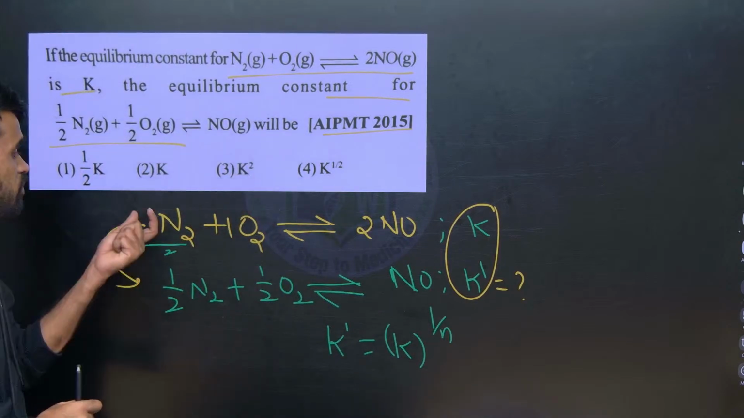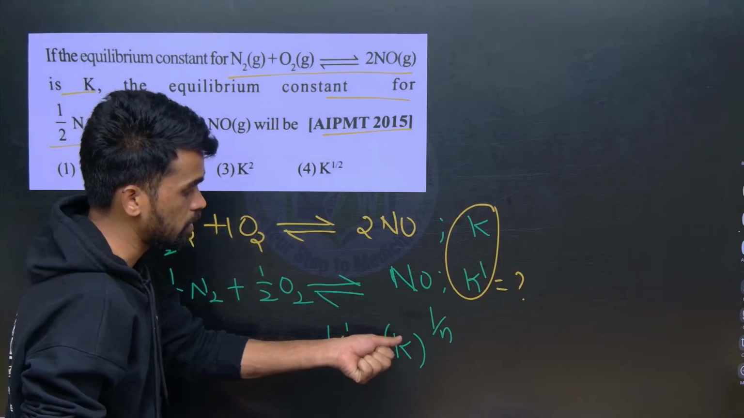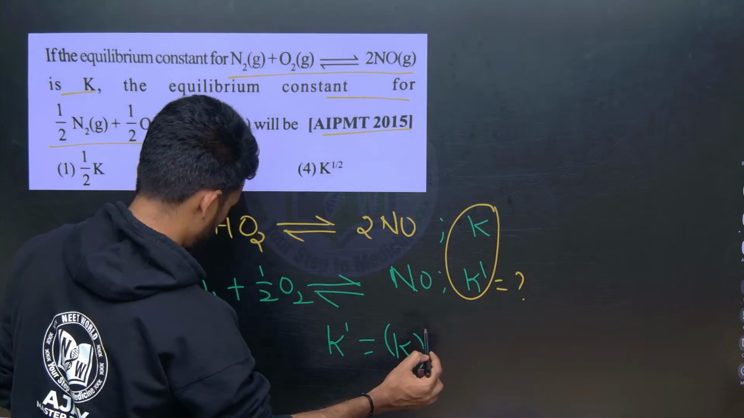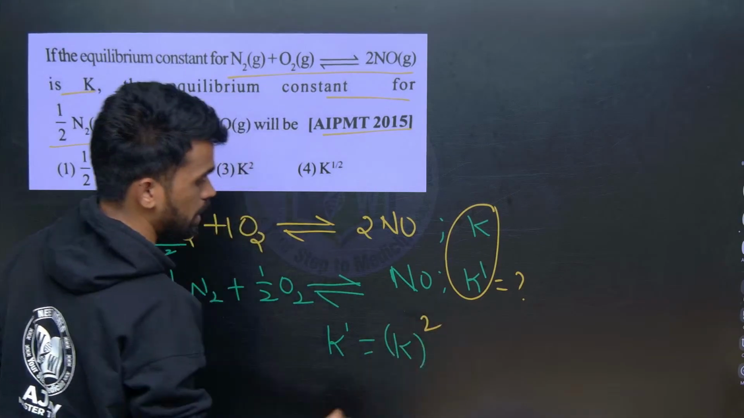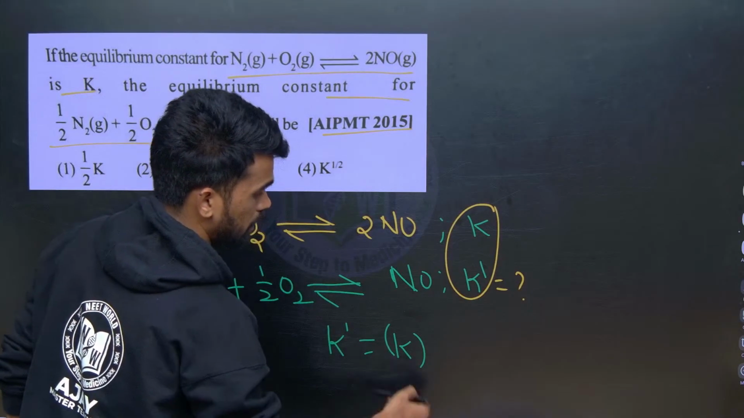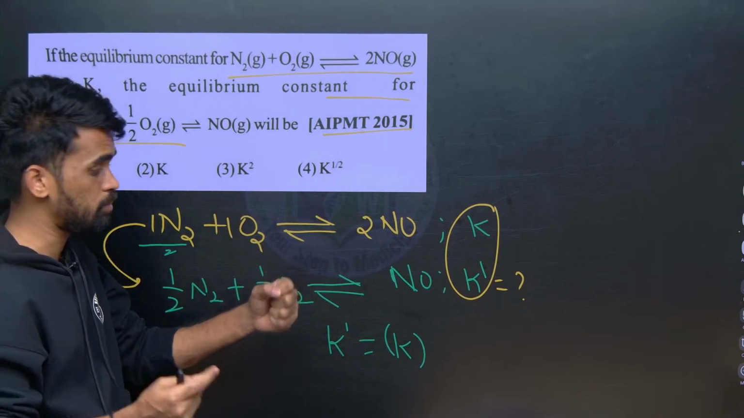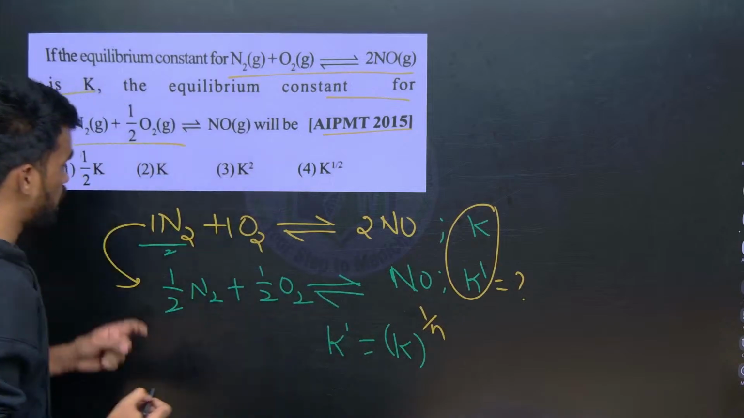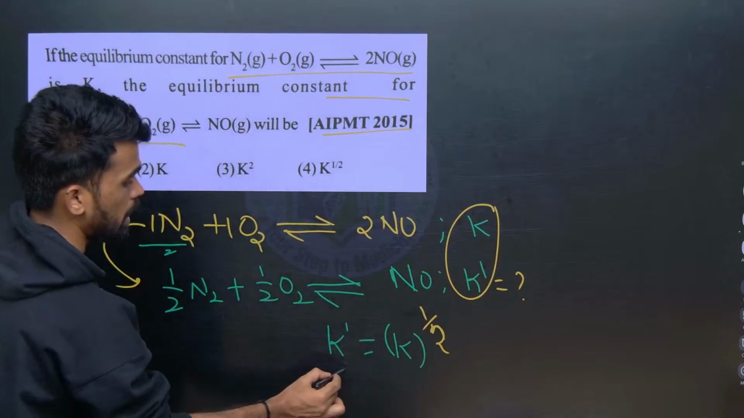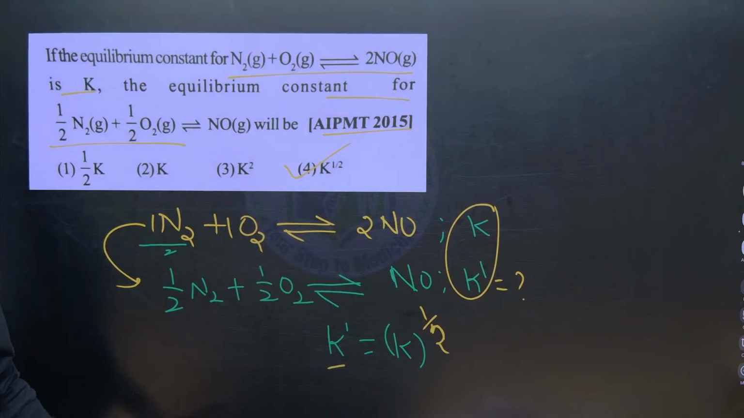For example, if this equation is multiplied by 2, then Kc becomes the old equilibrium constant K to the power of whatever number you have multiplied by. If we multiply with 2, we write 2. If we multiply with n, we write n. Multiplication means to the power n directly. If we divide by that number, it becomes 1 by n. Here this equation is divided by 2, so it becomes 1 by 2. So K dash equals Kc power 1 by 2. So the fourth option is correct. I hope it is clear, there is no confusion.